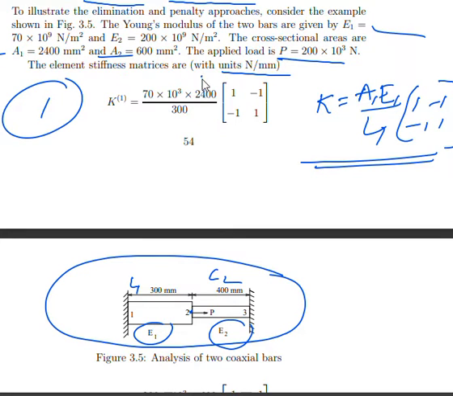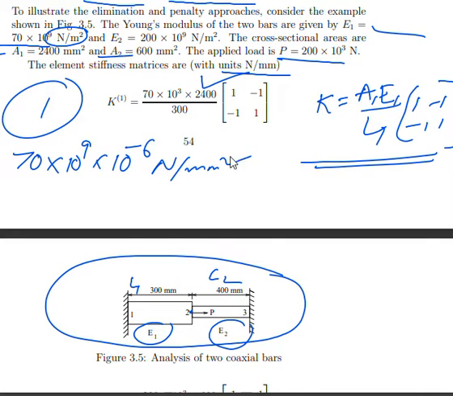The A1 value is 2400, and the E1 value is 70 into 10 power of 9, which is in Newton per meter square. You have to convert it into Newton per millimeter square, that means multiply by 10 power of minus 6, and then you will get 70 into 10 power of 3. Divided by L, where L is the length of element 1, which is 300. Just substitute it here.